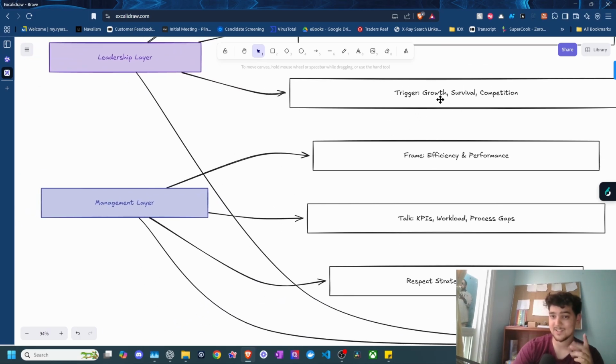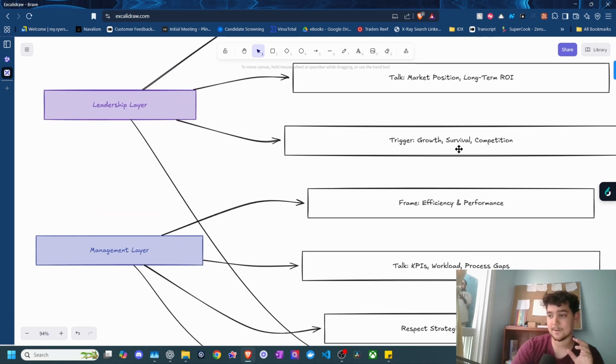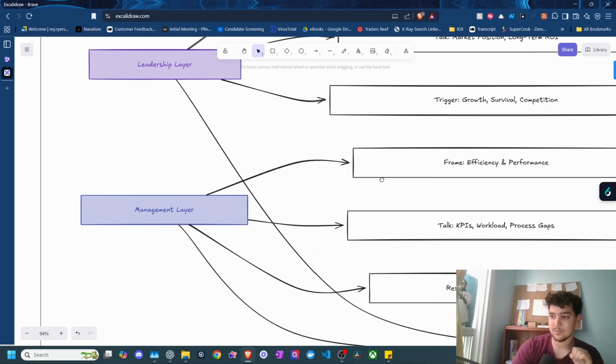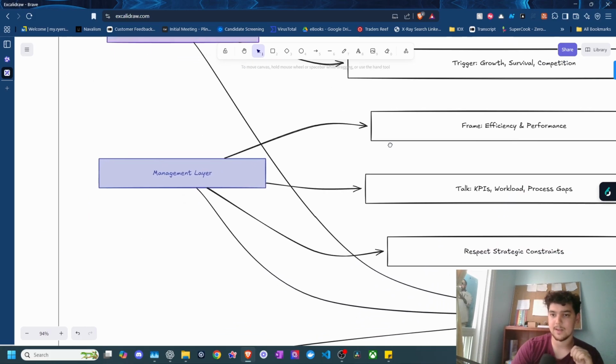If you're in a leadership position and you're not worried about growth, survival, or competition, you're at risk. And the reward for you being aware and actually evolving and developing on these things is really associated with that long-term return on investment. So see how you can connect the dots, draw the lines, and use your imagination for that.